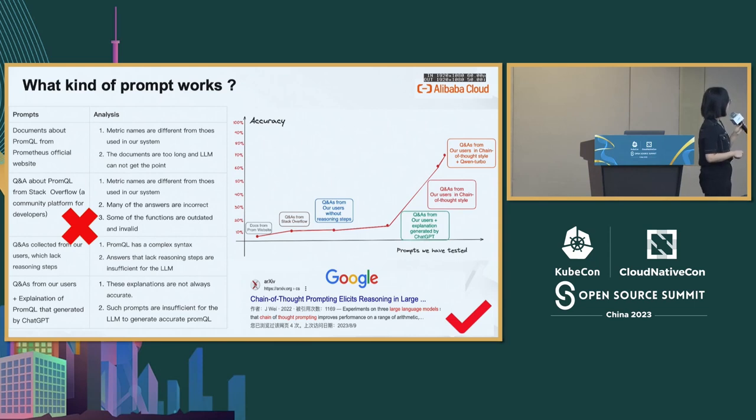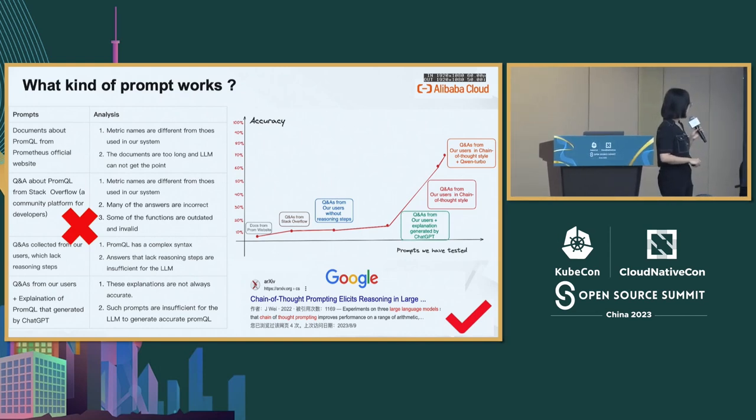And we have the third trial. Okay, we use the Q&As collected from our users, and we ignore the reasoning steps. And the PromQL has a query, but it turns out it doesn't work, because PromQL has a complex syntax, and the answer list without reasoning steps is insufficient for the LLM. So we need some reasoning steps, because we need to address the complex syntax. So we use the Q&As from our users, plus the explanation of the PromQL generated by ChatGPT.